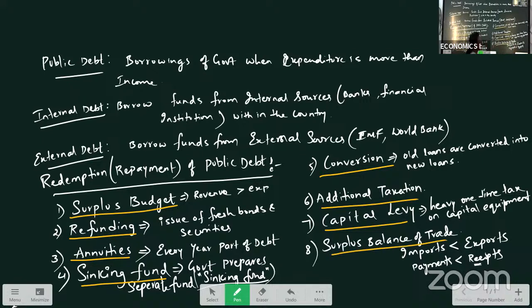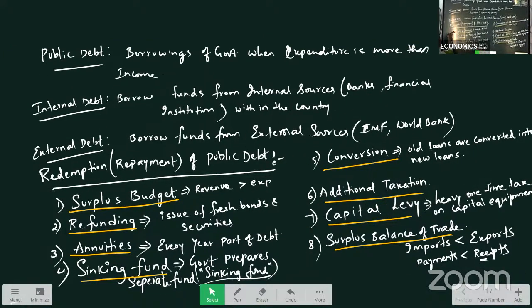Surplus balance of trade. Surplus balance of trade means, when a country is importing and exporting goods in international trade, when they import they have to make the payment, and when exports are done they will receive the money. So when imports are less and exports are more, our receipts are high and payments are low. That excess income from the balance of trade is used to repay the debt. So these are all the various methods of repayment of debt.